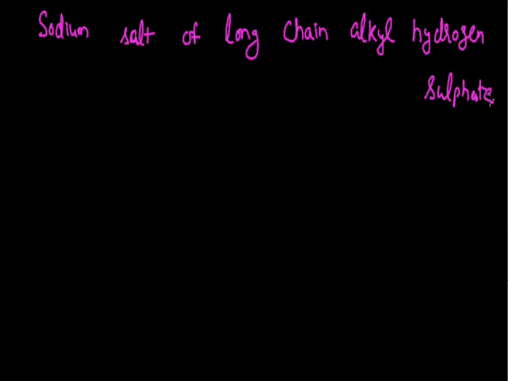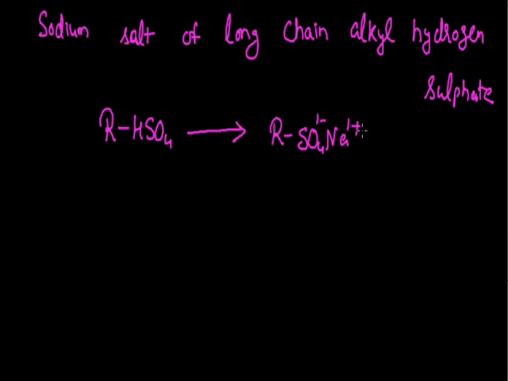Here this long chain of carbon atoms can be represented by the group R, and since it's the hydrogen sulfate group, that can be represented by the symbol HSO4. Now here it is the sodium salt, so the hydronium ion will be replaced by the sodium cation, and it will be represented as RSO4 Na with a charge of 1 minus on the sulfate group and 1 plus on the sodium cation. So that is another definition of these synthetic detergents.